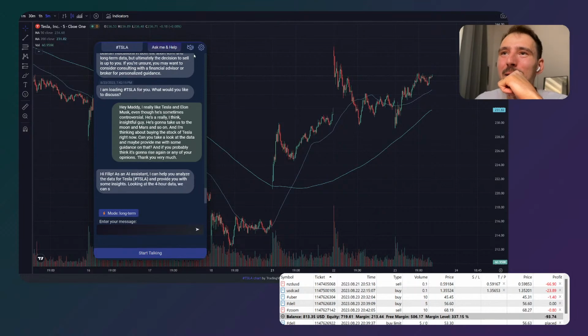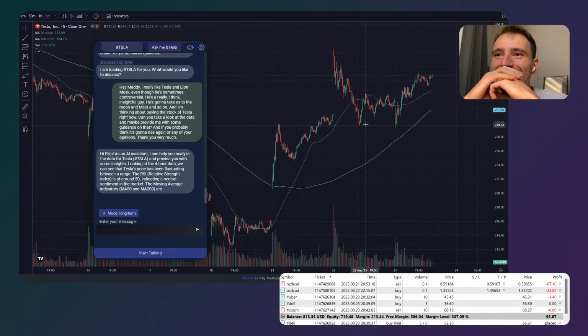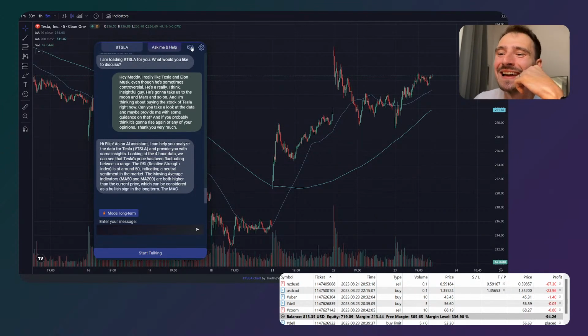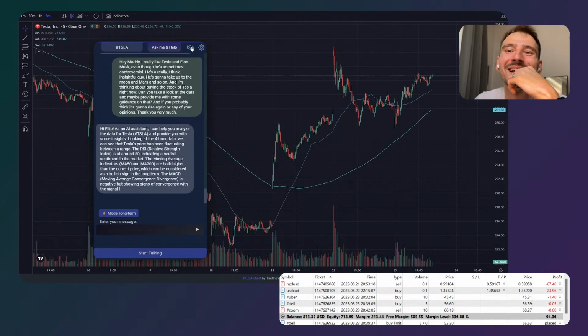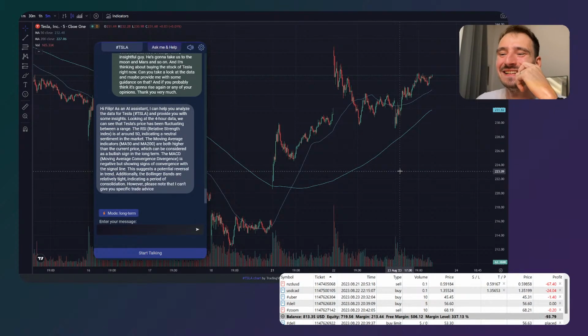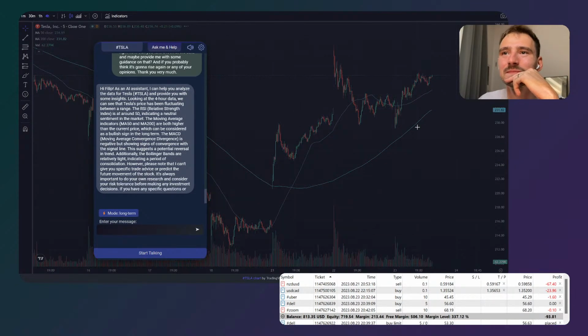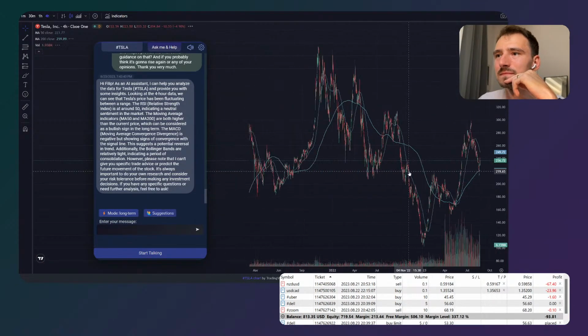Let's go. AI assistant, I can help you analyze the data for Tesla, #TSLA. And I like how she skipped the pep talk about Elon and just went straight to the core. Price has been fluctuating between a range. The RSI, Relative Strength Index, is at around 50, indicating a neutral sentiment in the market.